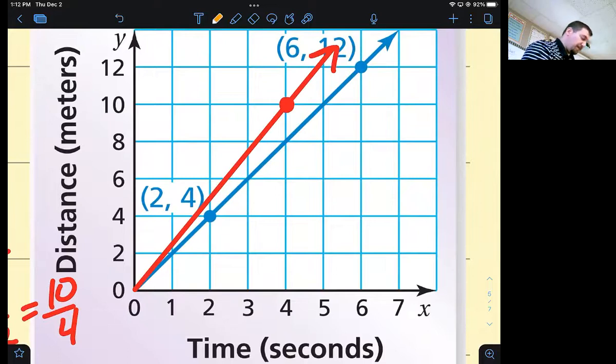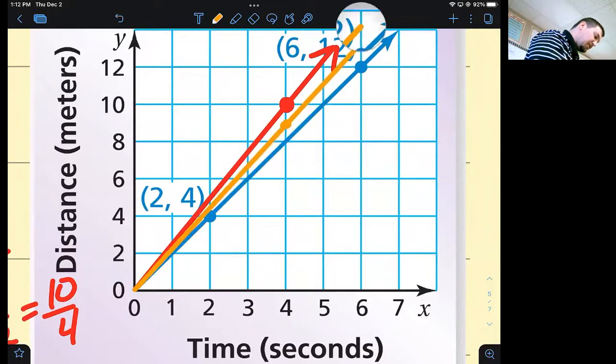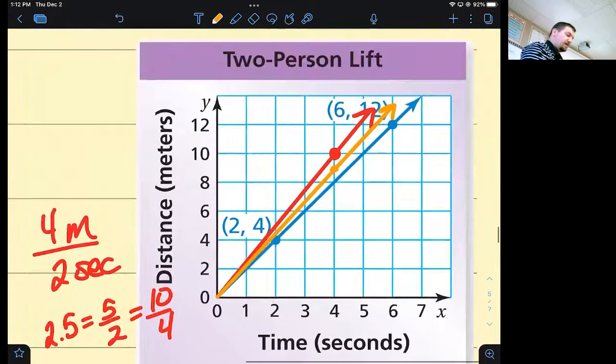I'm going to have to work with that. 9/4 would be somewhere here, and so it's going to be a speed between the other two. Obviously, you've got the red one being the fastest at 2.5 meters per second. Then you got 2 1/4 meters per second. And then the blue one was just 2 meters per second.